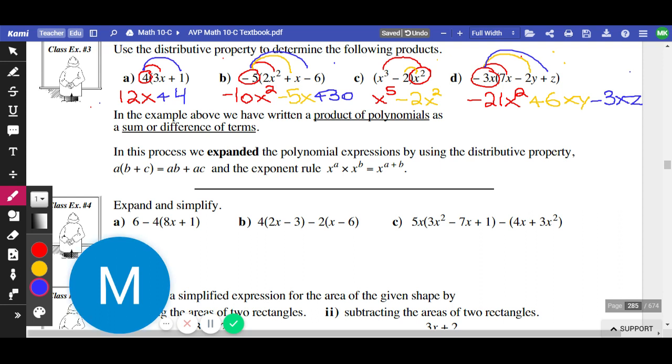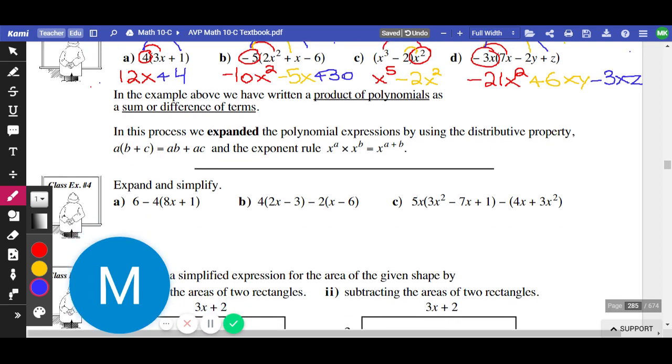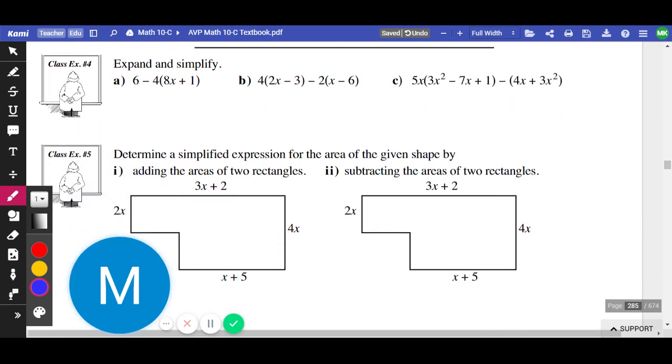All right, typically, when we're done the multiplication, there's like terms that could be collected, right? Like what we did earlier this morning. So these will be examples of that. When you expand and simplify, it means collect like terms after you expand. Expand means multiply, right? So if you look at this question, it means multiply, then collect like terms.